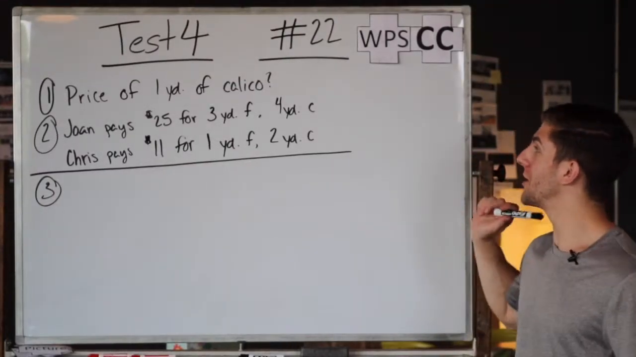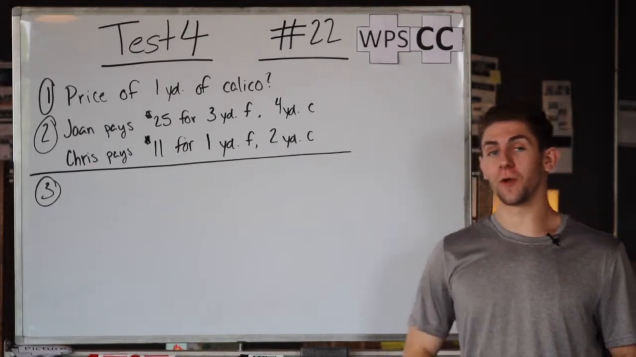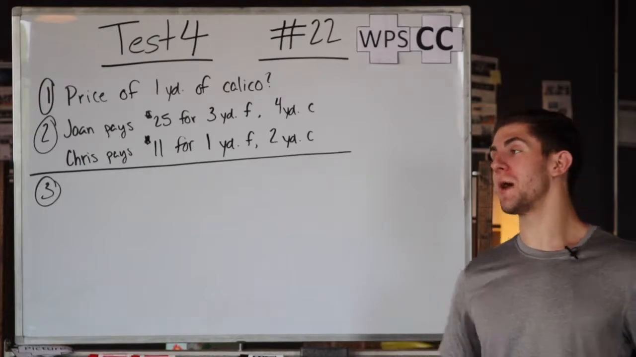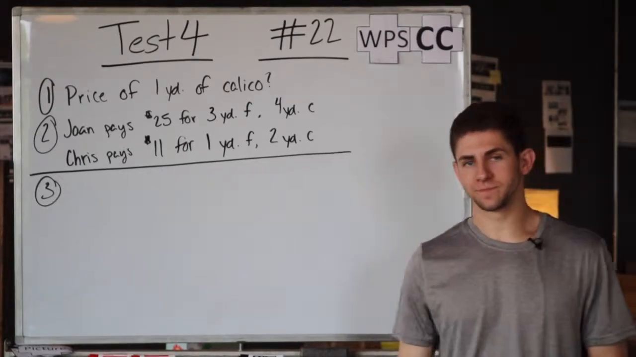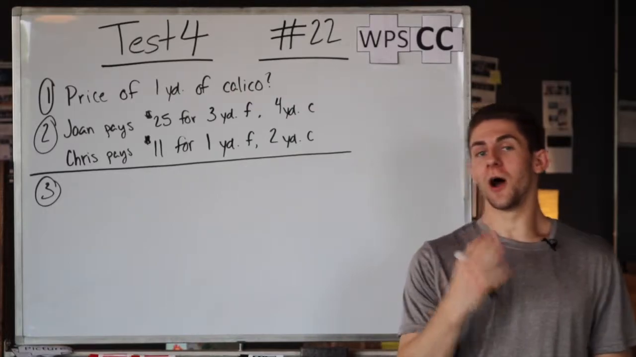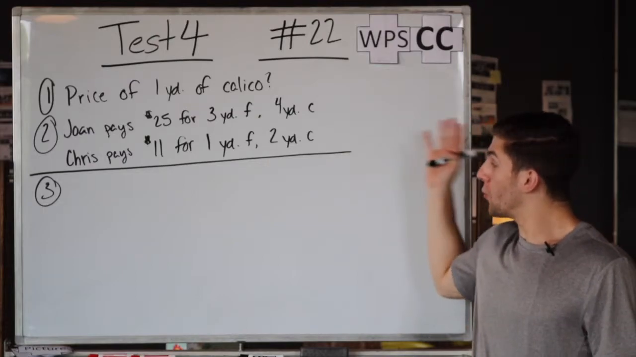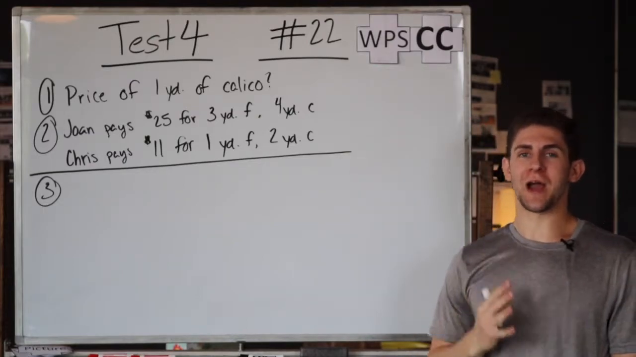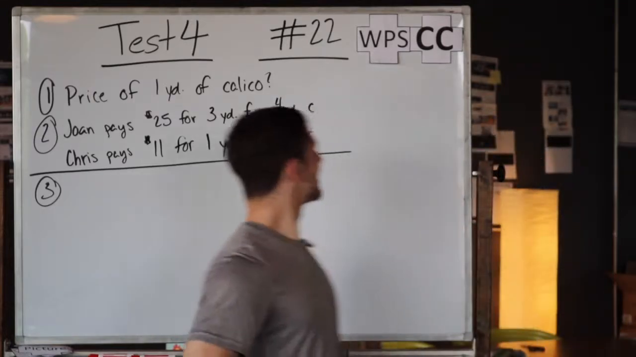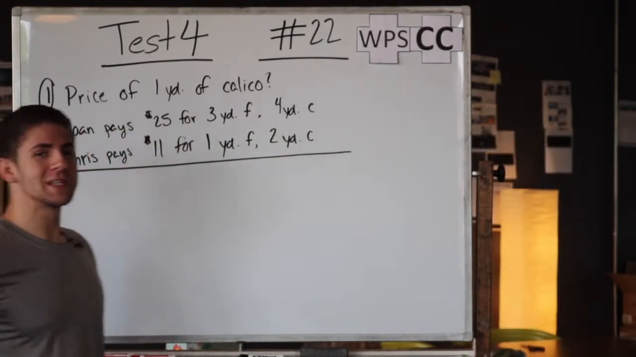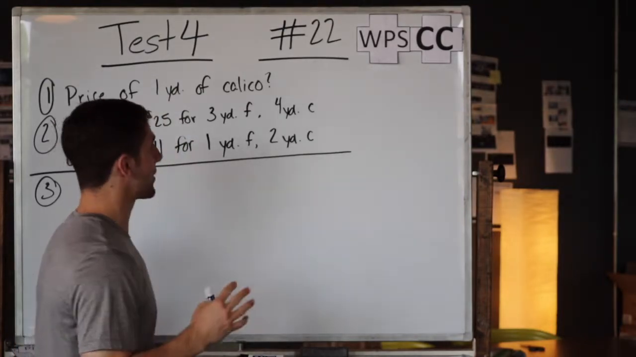Today we're going to work on problem number 22 from test number 4. Now before we jump into this problem, I want you guys to pause the video, read the problem, and then we'll move on. Awesome. So we have a word problem and we need to use the word problem strategy code cracker for this problem. And this is going to be used in the work portion of the Math 3 sweep.